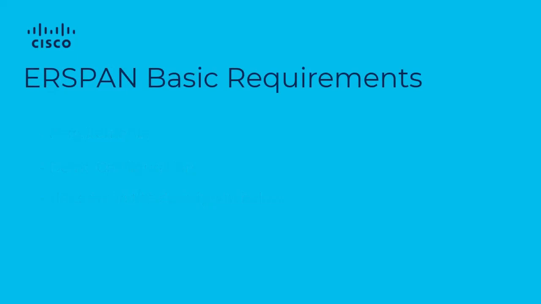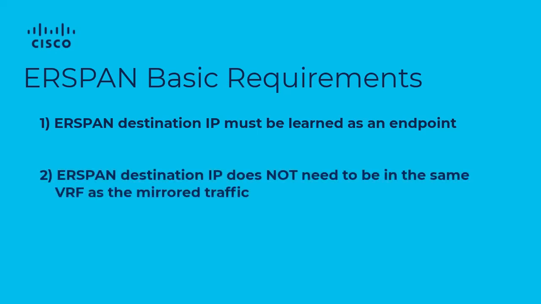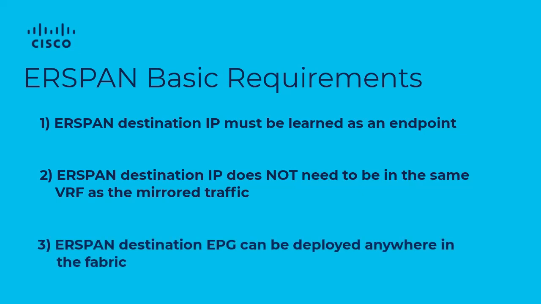The first requirement for an ERSPAN is that the destination IP must be learned in the fabric as an endpoint. In other words, a layer 3 endpoint. Please know that the destination IP does not need to be in the same VRF as the mirrored traffic. Lastly, the destination can be deployed anywhere in the fabric. The monitored traffic is forwarded to the destination wherever the endpoint is located.